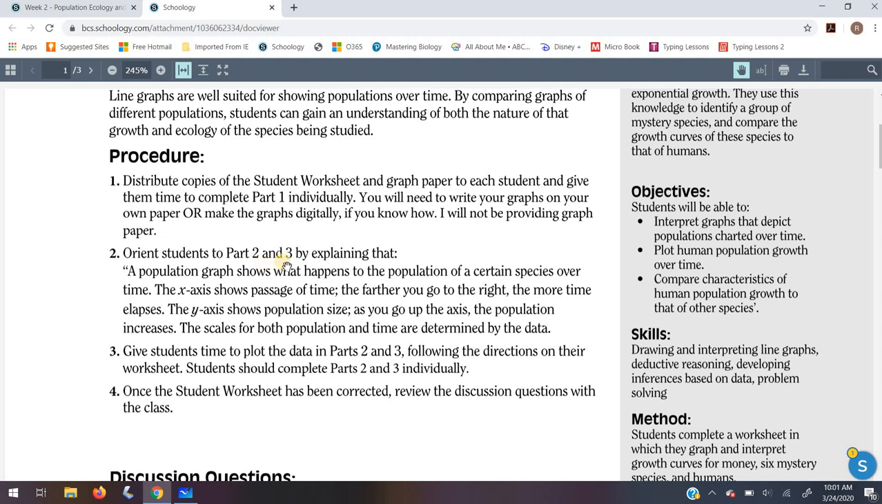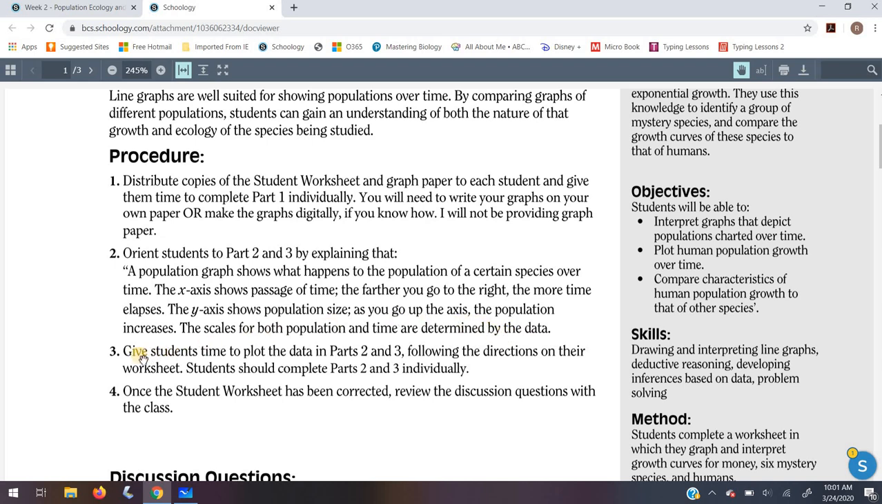Second step. Look at part 2 and part 3, and then there's a little paragraph here. A population graph shows what happens to the population of a certain species over time. The x-axis shows the passage of time. The farther you go to the right, the more time elapses. The y-axis shows population size. As you go up the axis, the population increases. The scales for both population and time are determined by the data. So we'll look at graphs in a second, and I'll do a practice one with you to make sure you know what to do.